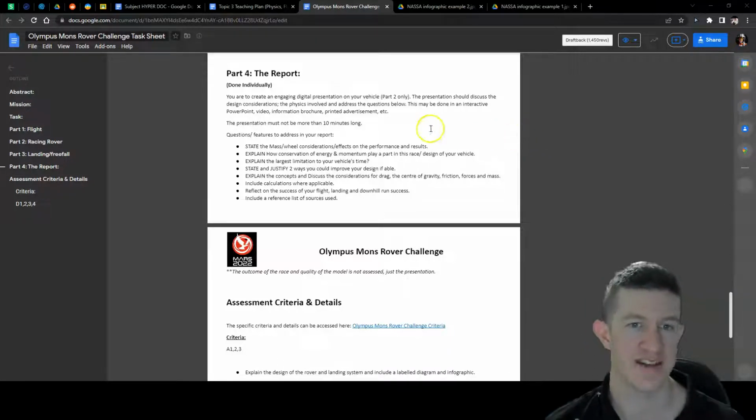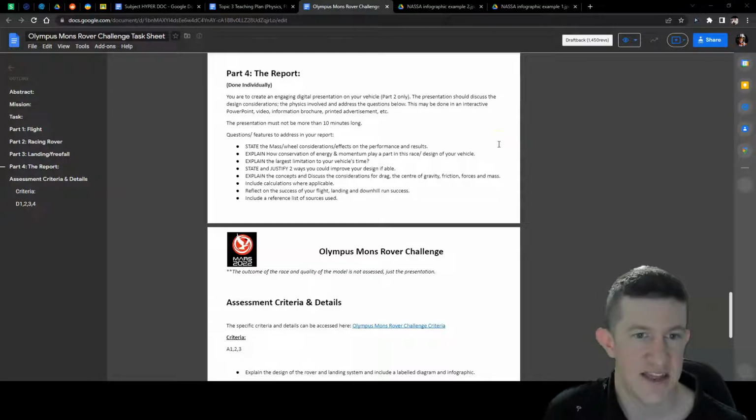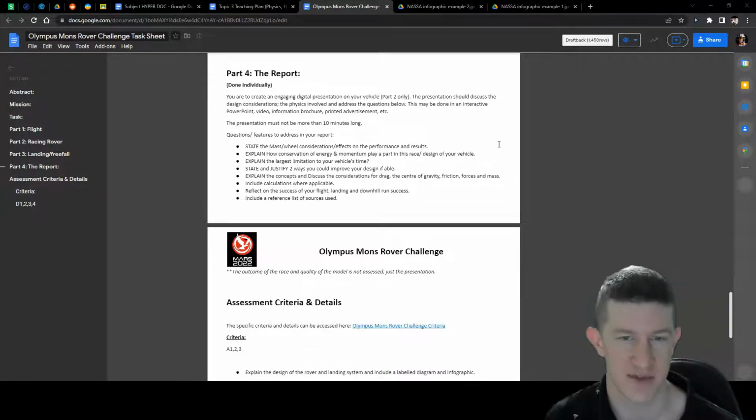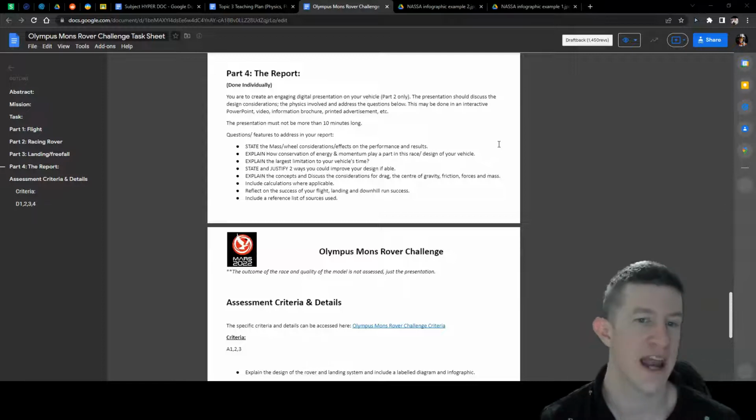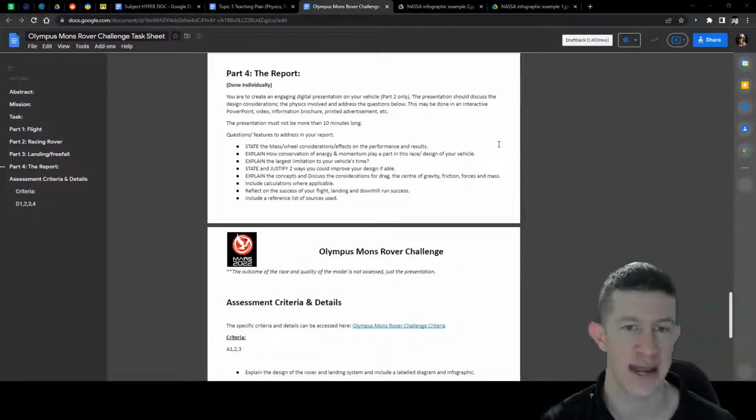The presentation cannot be longer than 10 minutes if you use some sort of a video animated format, and the questions that you need to address are the following. State the mass, wheel considerations and the effects on the performance and the results. Explain how the conservation of energy and momentum play a part in the design for this race. Explain the largest limitation on your vehicle's time. State and justify 2 ways you could improve your design if you were able to.